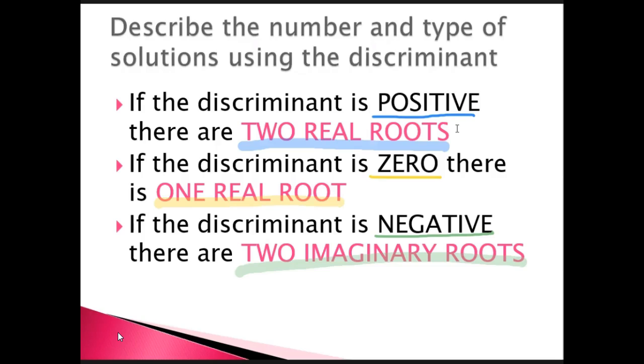So if the discriminant is positive, the graph crosses the x-axis twice. If the discriminant is 0, it crosses the x-axis never, but the vertex is on the x-axis. And if the discriminant is negative, then it never crosses the x-axis. The graph is entirely above or entirely below.